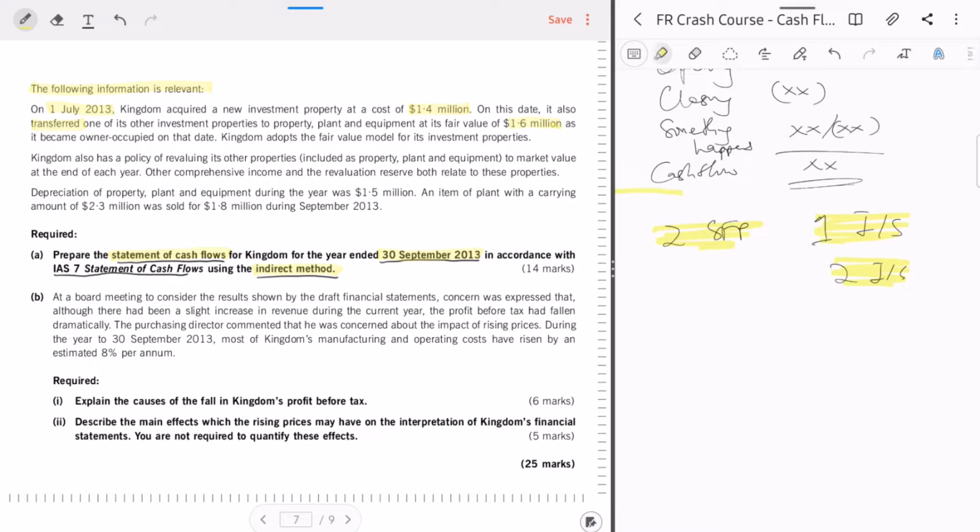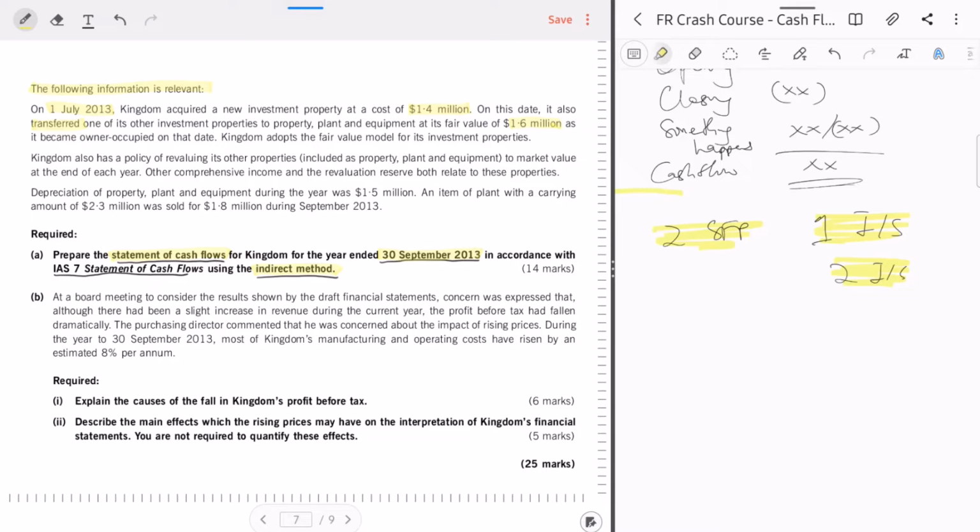But the principle is that if you begin owner occupation of an investment property, they are required to transfer it from IAS 40 investment property and you transfer it to IAS 16 property, plant, and equipment. And technically, what you do is you will transfer at the fair value on the date of transfer, right? So here they're telling us that they transferred investment property to PPE at their fair value on that date of 1.6 million because it had become owner occupied. They had begun to use the investment property for the business or in the production or supply of goods or services or for administrative purposes for this particular company.